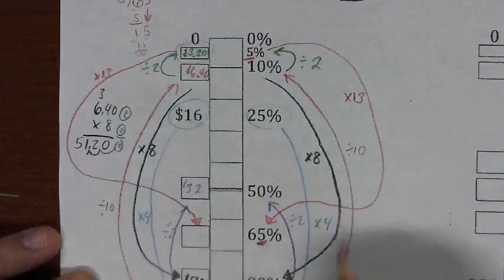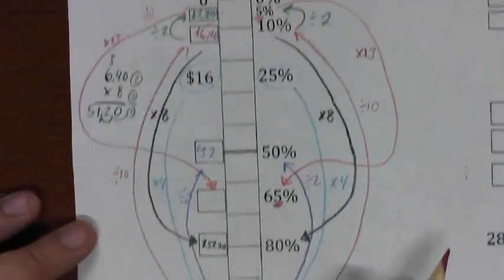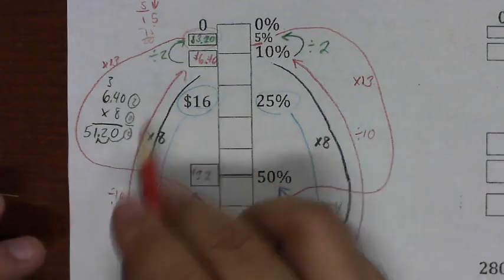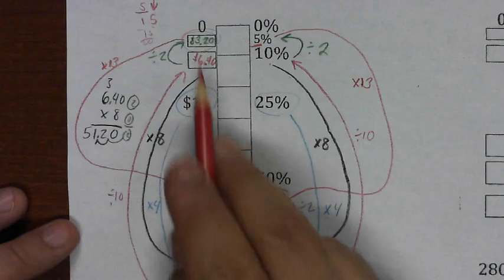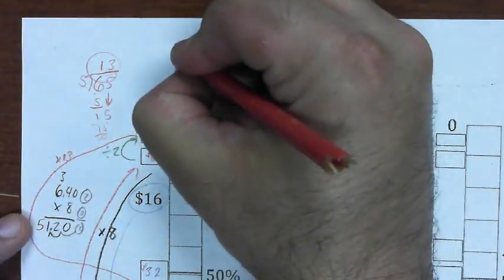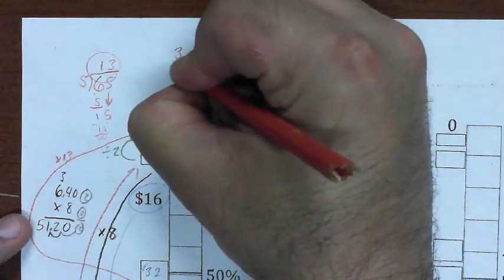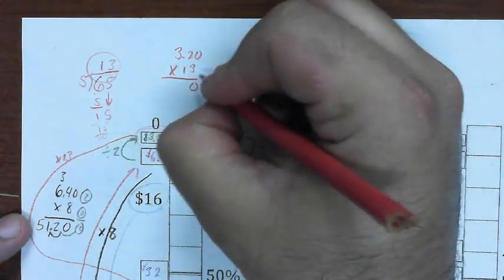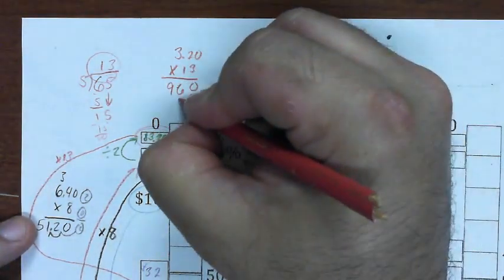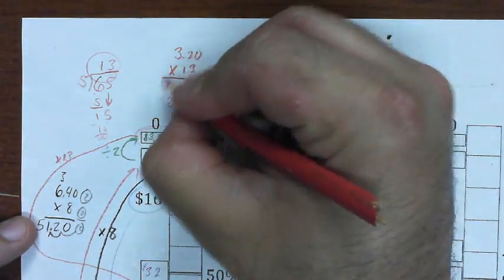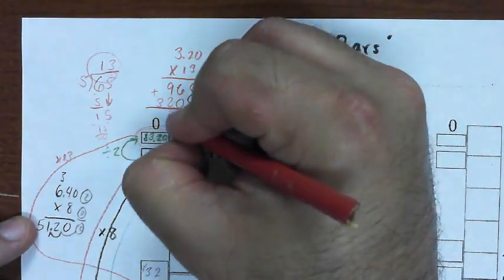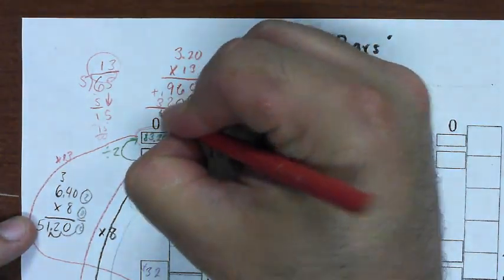So you can see it kind of looks like a lot of little snakes, or a lot of little, I don't know, pathways, little arrows, because that's all it is, it's just connections from one to the other. So $3.20 multiplied by 13 is going to be my final problem for this percent bar. 320 times 13. 3 times 0 is 0, 3 times 2 is 6, 3 times 3 is 9. Placeholder, 1 times 0 is 0, 1 times 2 is 2, 1 times 3 is 3. When I add them together, I get 0, 6, 11, carry the 1, 1 plus 3 is 4.